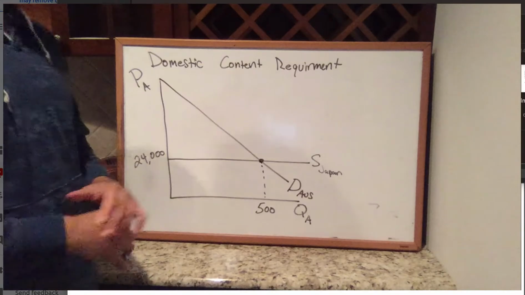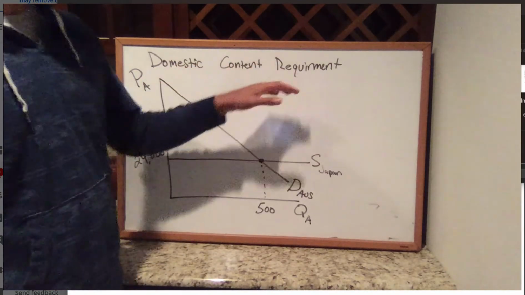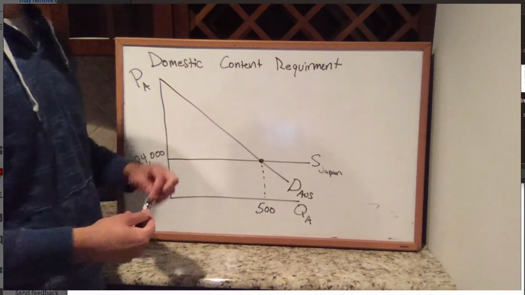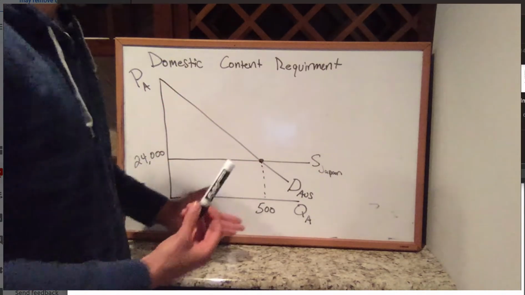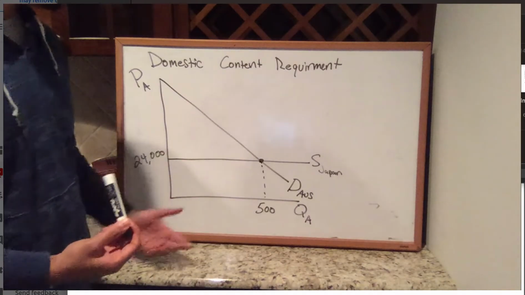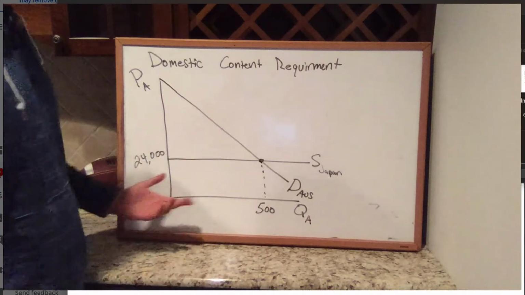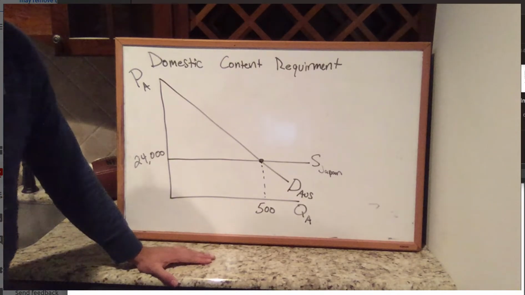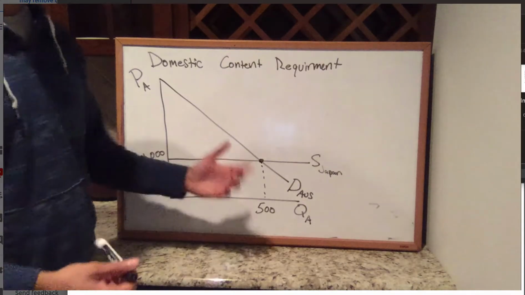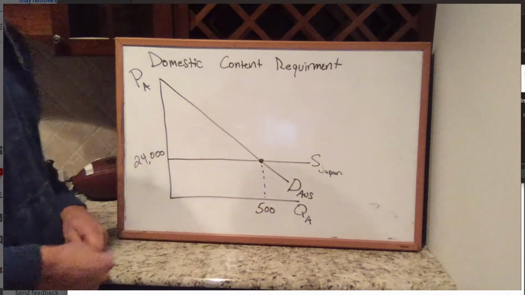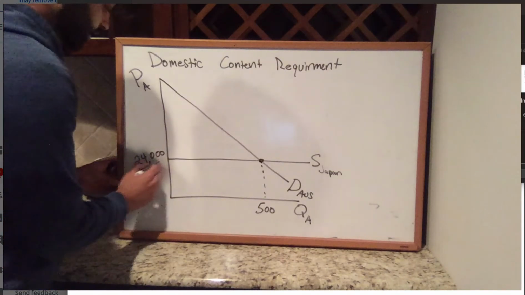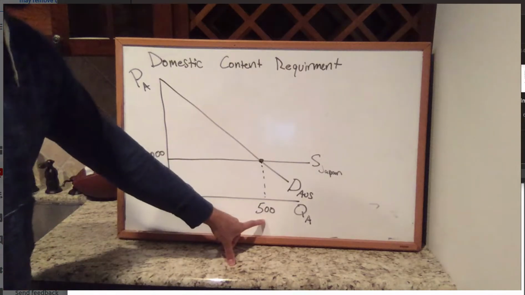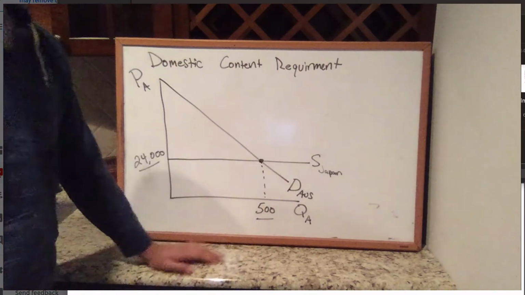When there are no domestic content requirements, or DCR as I'll write it, it means the same thing. When there are none of these requirements, you see that the price is much lower and we demand much more. Now, this might be because Japan is much more efficient at making these products. They're using their own resources. At the price of $24,000 for a Toyota, Australians demand 500. That's going to be our first step.